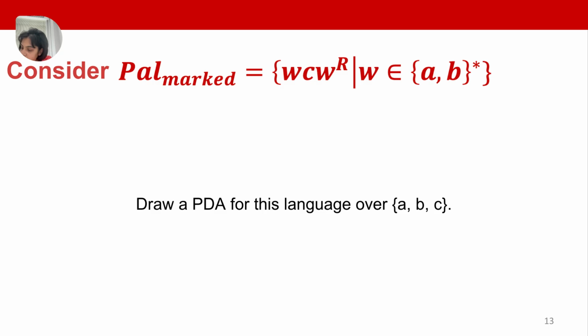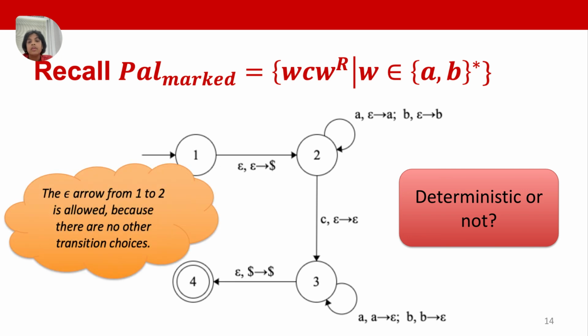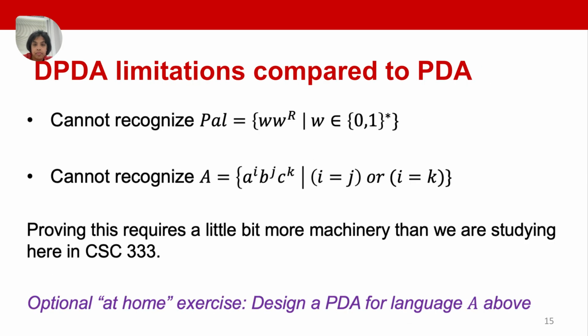So I know that you know how to do this based on the previous example that I had, which was WWR, right, which was a non-deterministic PDA. You would just grab that image and then change it to apply that C transition, and all of a sudden it's deterministic. Okay, so yeah, we're good to go. And again, the epsilon transition arrow from 1 to 2 is allowed because there are no other transition choices. It's only one of the 4.